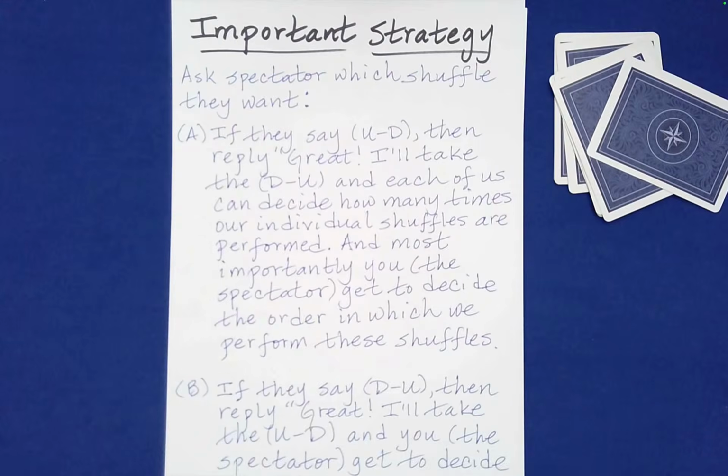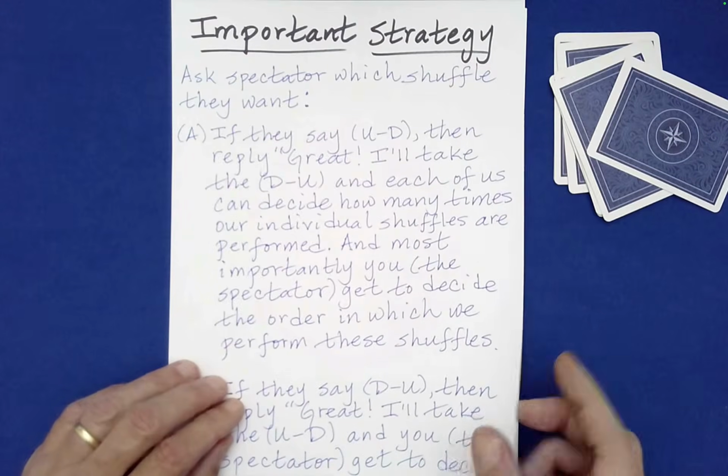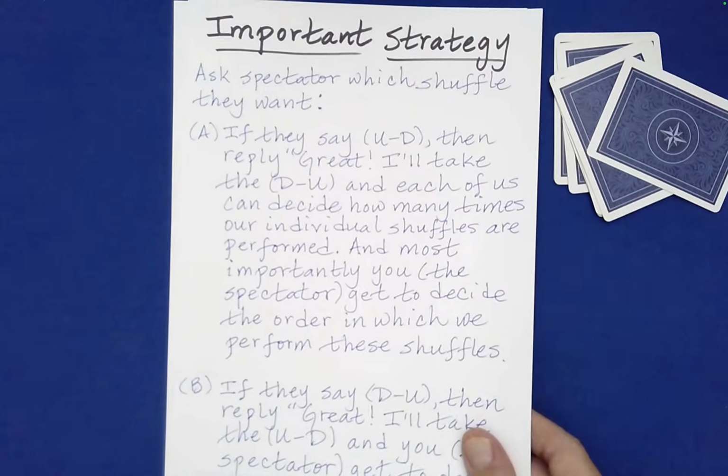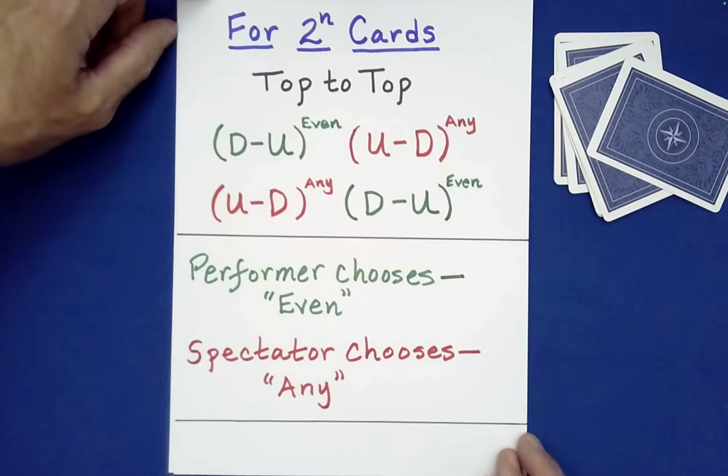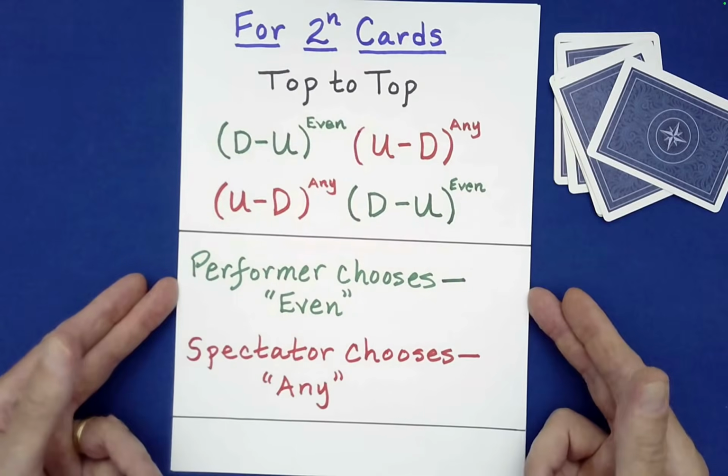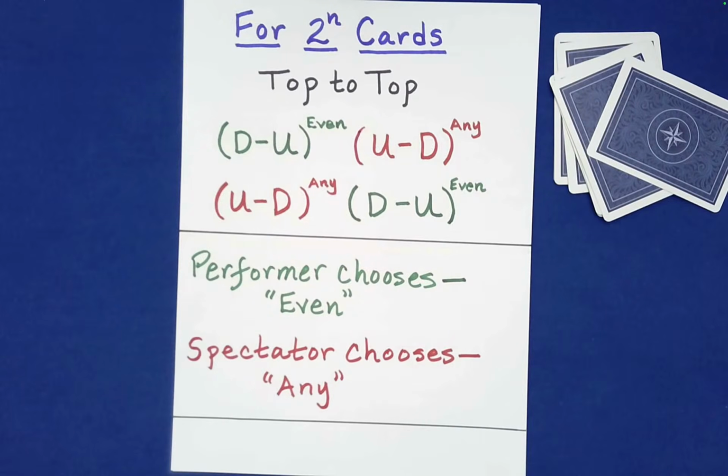Okay, so that's the effect. It's kind of a fun one because it's supposedly revealing the lone survivor of all lone survivors, because it's the card that survives just random applications of these two powerful shuffles, the down under and the under down, each of which give rise to their own lone survivor every time they're performed.